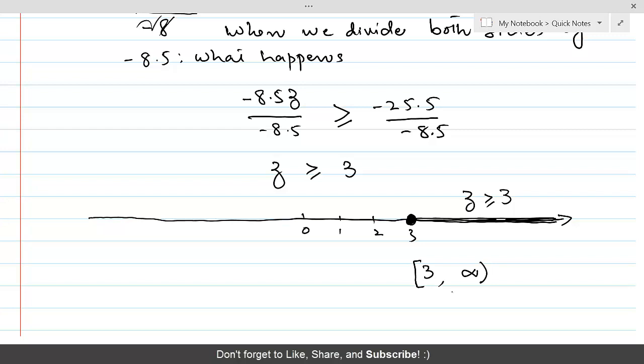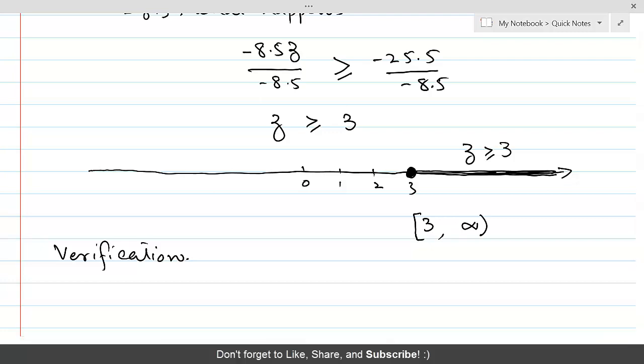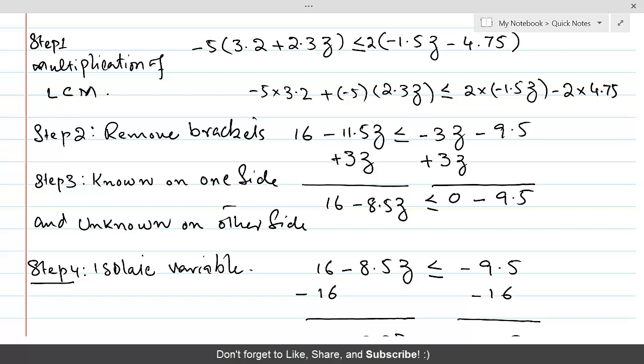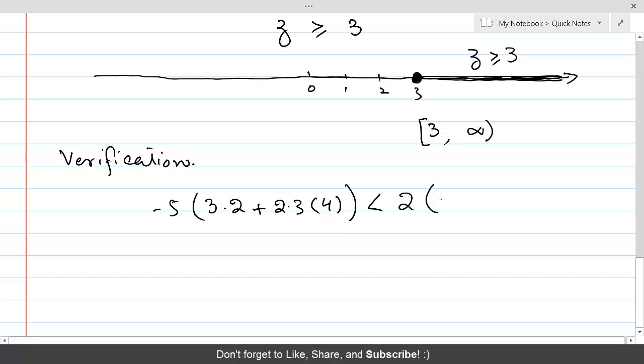Everything greater than 3 or even equal to 3 is part of the solution. Let's say in this region lies 4. If you want to do verification, you can place any number from this region. Let's say the number 4 or 5, whatever you want. If you place number 4 in this, you go ahead and place minus 5 times 3.2 plus 2.3 times whatever number from this region you substitute. So we have, less than 2 times minus 1.5 times z.